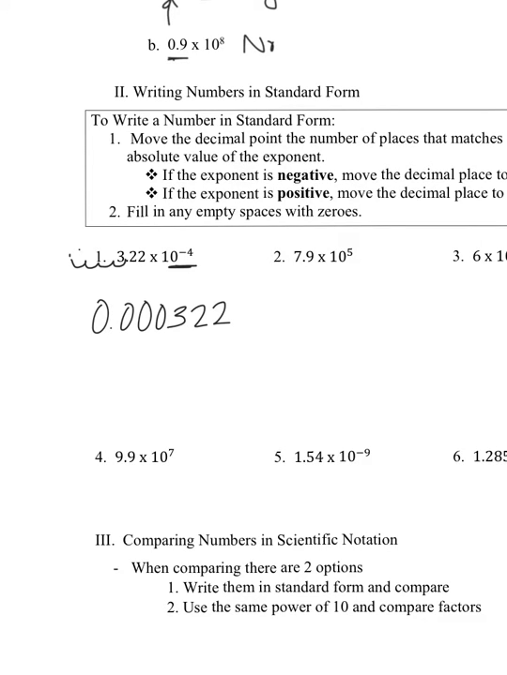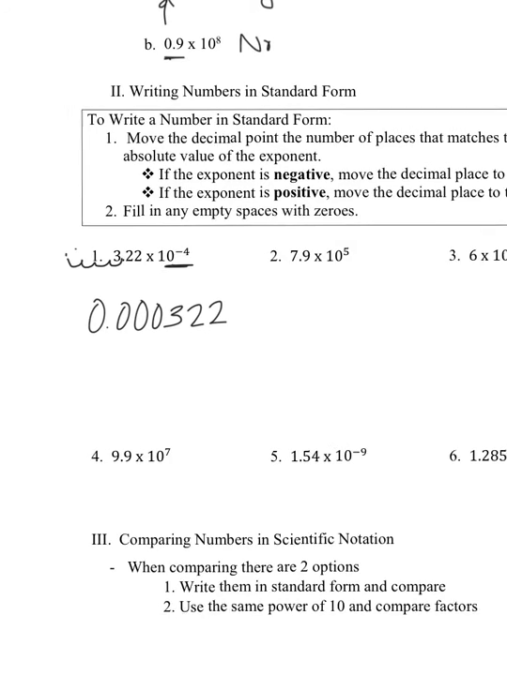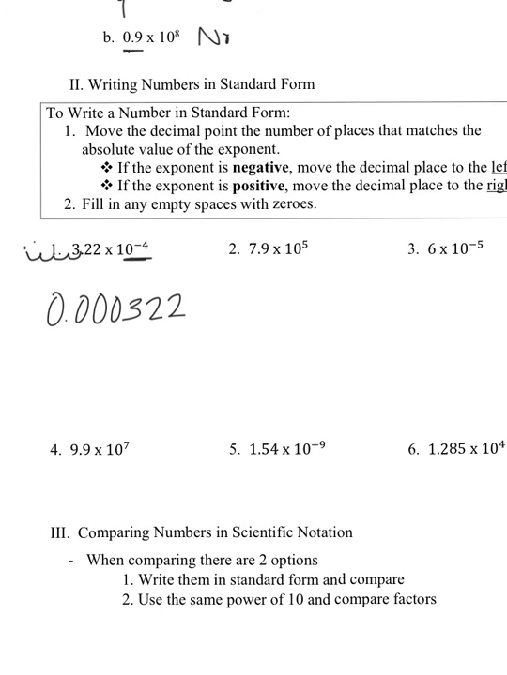When you have a value that has 10 to a positive power, you move your decimal place to the right, because you're multiplying this by 10 to the 5th, which is the one with the 5 zeros. So you're taking 7.9 and going 1, 2, 3, 4, 5. Any holes you fill in with zeros. So you have 790,000. Pause the video and do 3, 4, 5, and 6, and then unpause and you will see the answers.